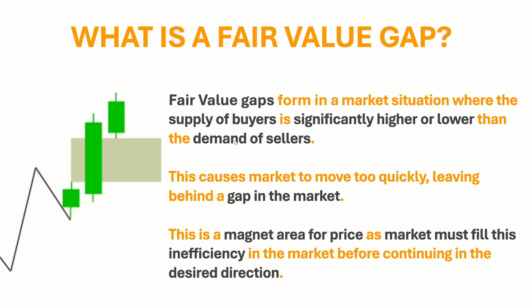Now, if the demand of sellers is significantly higher than the supply of buyers, this will cause the market to move too quickly to the downside, forming a bearish fair value gap. Now, how can we use this knowledge to our advantage? Fair value gaps are a magnet area for price, as the market must fill this inefficiency before continuing in the desired direction. So if the market was moving bullish, if we had a bullish trend, we would assume the market has to fill this fair value gap before continuing in its desired direction.